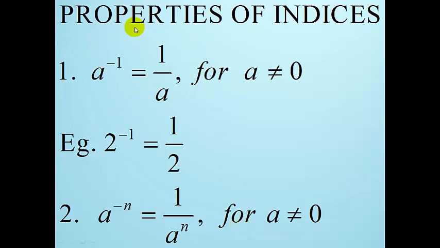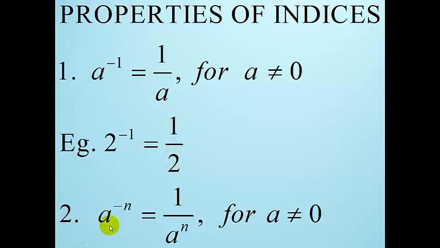Now let's look at the properties of indices. Property 1: a raised to the power minus 1 is equal to the reciprocal of the number. That is, a raised to the power minus 1 is equal to 1 over a, for a not equal to 0. Example, 2 raised to the power minus 1 is equal to 1 over 2, because the number is 2. So 2 exponent minus 1 is the reciprocal, that is 1 over the number. So 1 over 2.